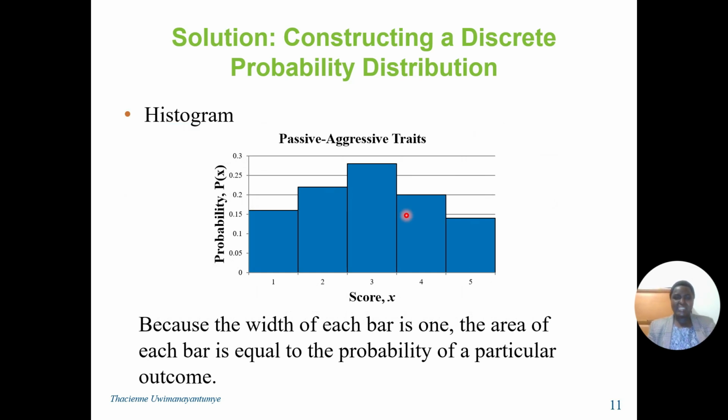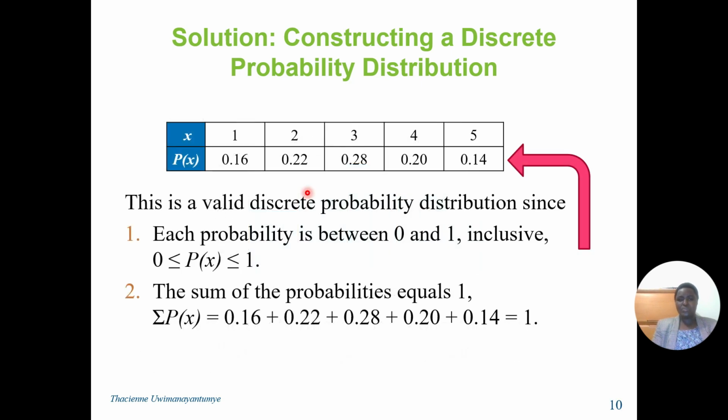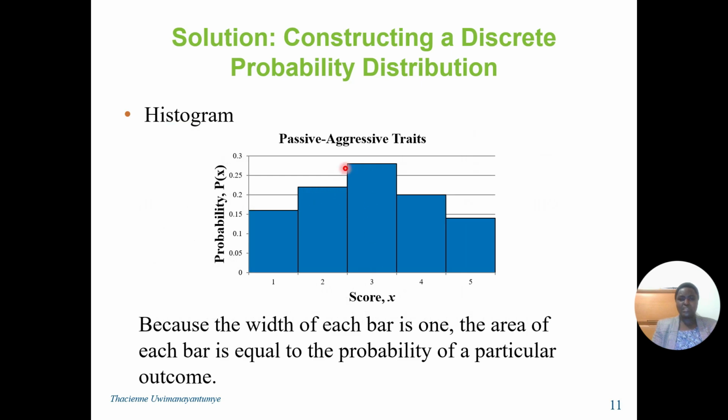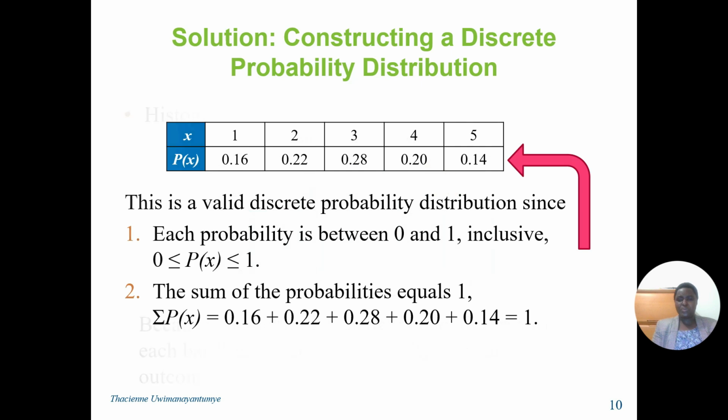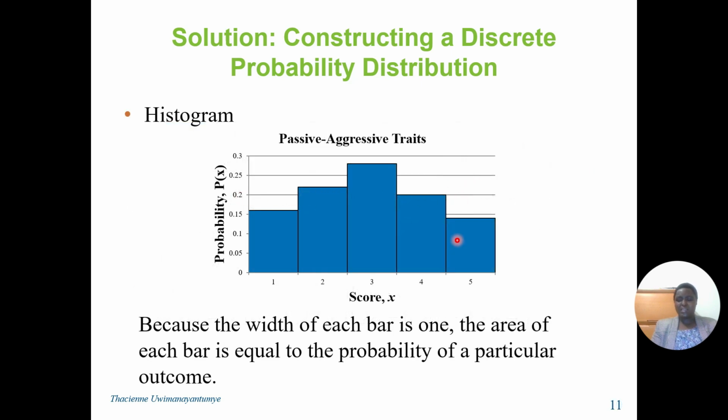So next is to construct the histogram of this probability distribution. We have scores on the x-axis and the probabilities on the y-axis, and then you place the values of x. The values of x in our case are 1, 2, 3, 4, and 5, and these are the probabilities. We have seen that the probability that x is equal to 1 was 0.16, so it's somewhere here, and the probability that x equal to 2 was 0.22. Yes. And the other one was 0.28, so you see it here, and the other one was 0.20, and the other one was 0.14, somewhere here.